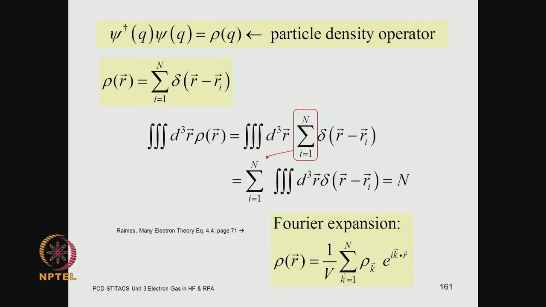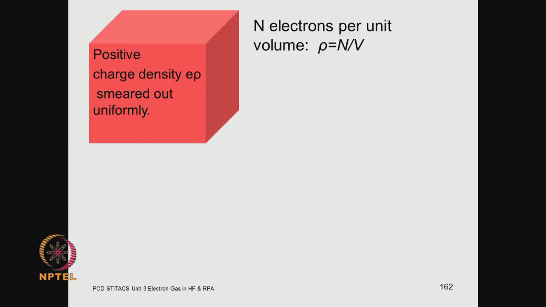Okay. You can also use a Fourier expansion of the density, and in this rho k is a Fourier transform, and this is the Fourier expansion of the particle density operator. Notice that 1 over volume comes explicitly over here. So, this rho k, the Fourier transform, will be a dimensionless quantity in our notation. Okay. So, this is our particle density expansion in terms of its Fourier components. What we have done is to smear the positive charge throughout this box at a uniform density.